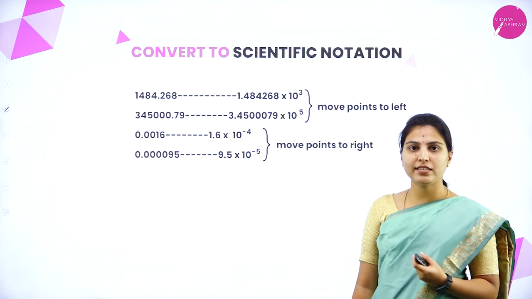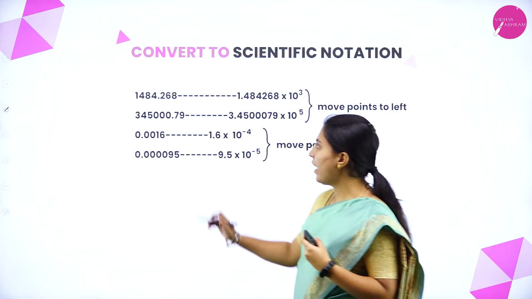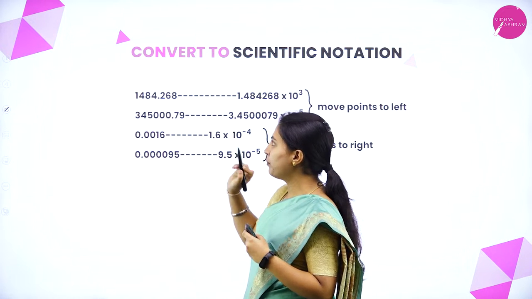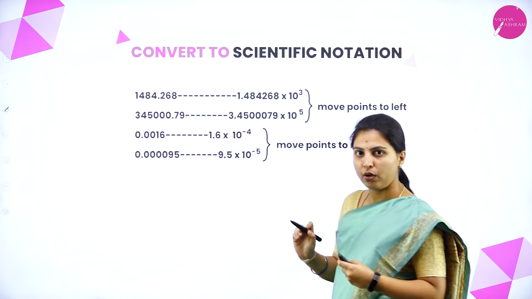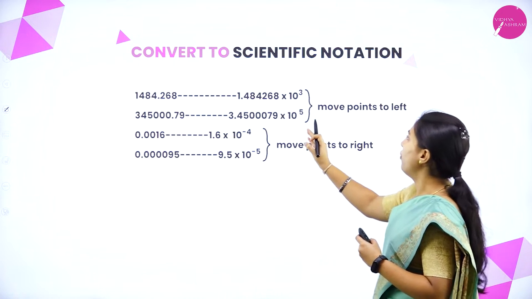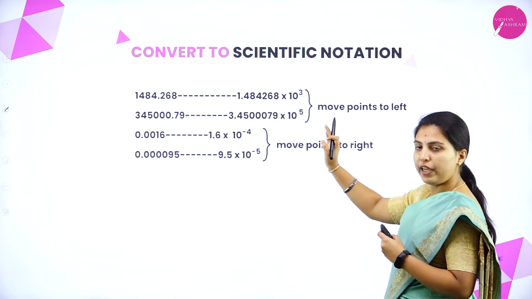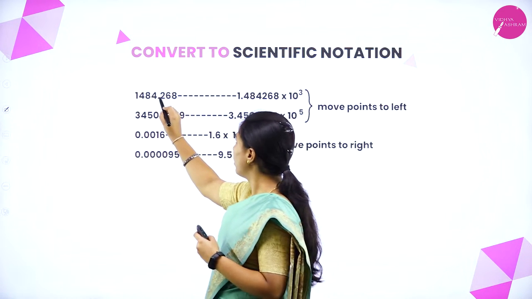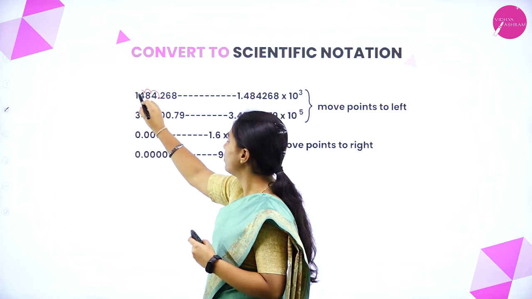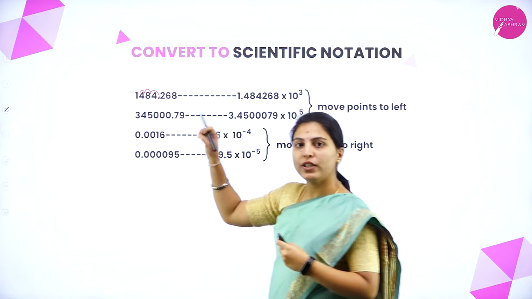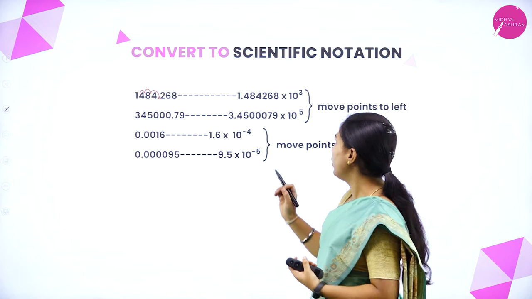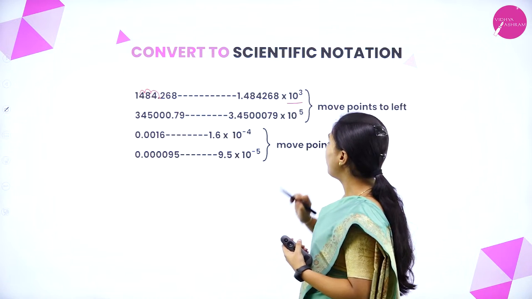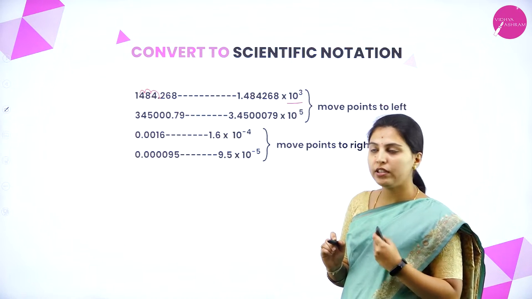Next, how to convert to scientific notation? If you are having 1484.268, if you want to get it in a positive way, you have to move the point to the left. If you move the decimal to the left side by 1, 2, 3 places, you will get 10 to the power of 3, in a positive sign.